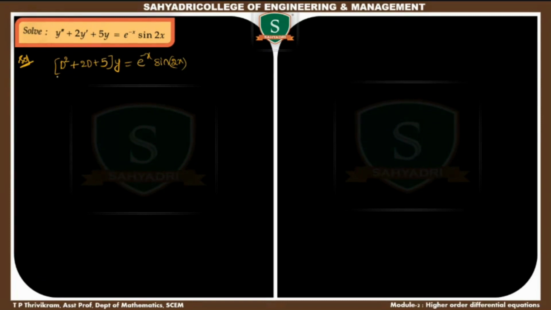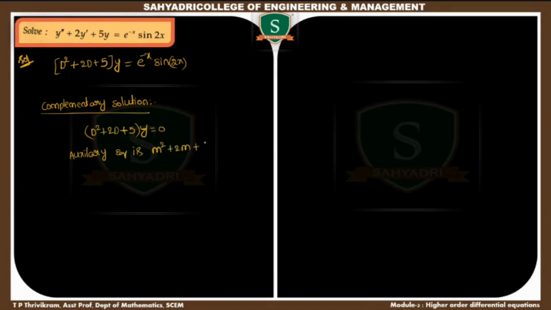Okay, so therefore we need to find the complementary solution and then yp. D square plus 2D plus 5 into y equal to 0, which implies the auxiliary equation is m square plus 2m plus 5 equal to 0, which is nothing but m is equal to minus 2 plus or minus root of 4 minus 20 divided by 2.